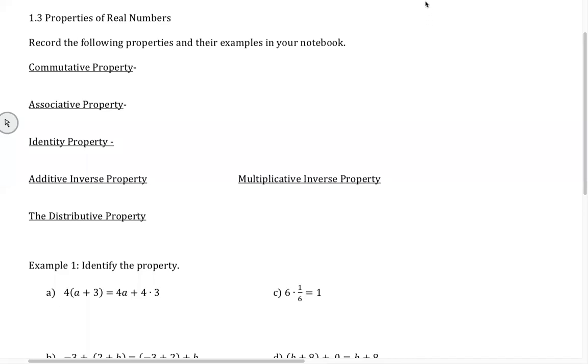All right, 1-3, properties of real numbers. I think that's what it's called. That's what we're going with. First thing is, who knows what commutative property is?